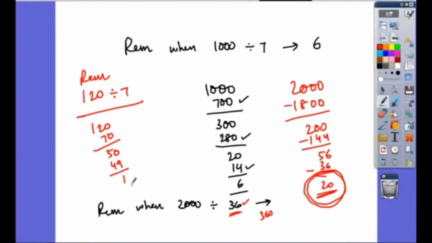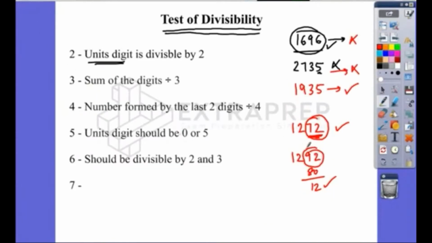So 120 divided by 7, 1 is the remainder. So you'll have to learn to break numbers to solve problems faster. That's for 4. Then 5. Units digit should be 0 or 5. The last digit is 0 or 5. It's definitely divisible by 5.